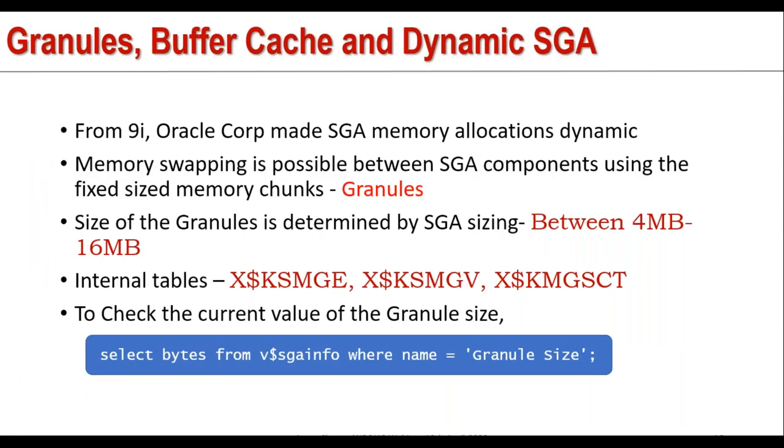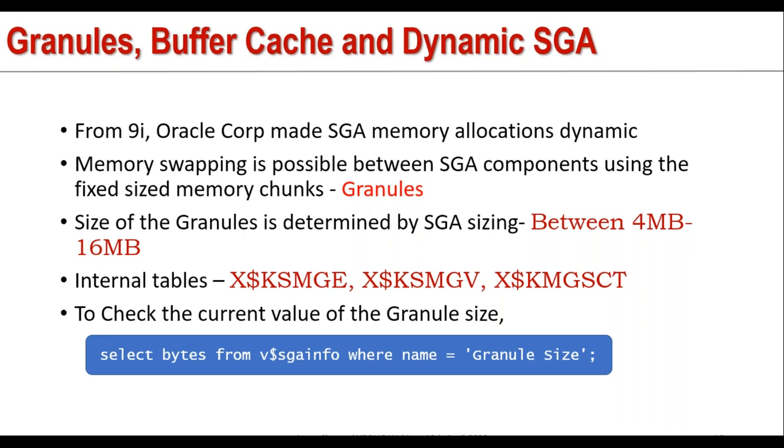Now, I mentioned to you that from the 9i version onwards, Oracle created a static, or fixed-size, memory chunk called a granule. The granule is the structure using which your memory is allocated in your environments. Again, like I said, it is also maintained through the kernel layer. KSM, the kernel service memory layer, is going to be managing it. And the granule size is based upon your SGA size.